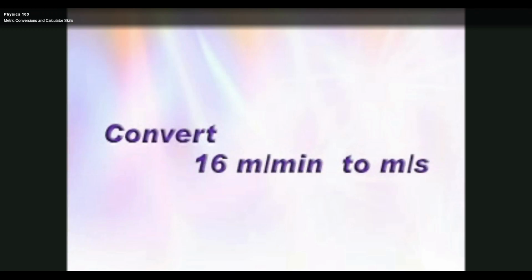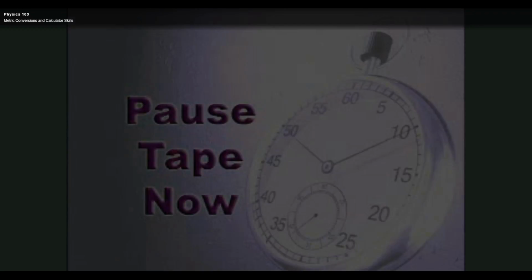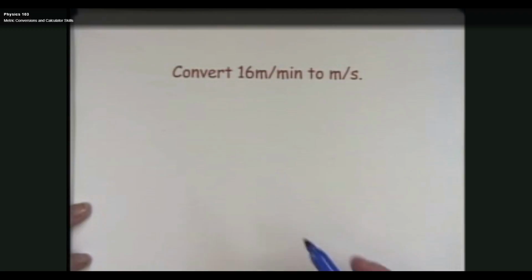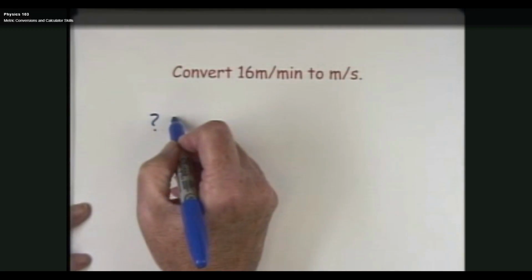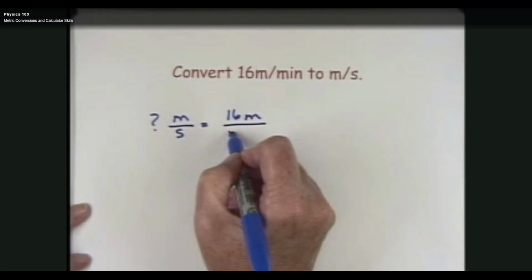So remembering your pledge and promise, try this one. Copy the problem, and then your local teacher will turn off the tape until everyone has finished. We'll start this problem just like we started all of them, with a question mark. This time it's how many meters over seconds equals 16 meters over minutes.